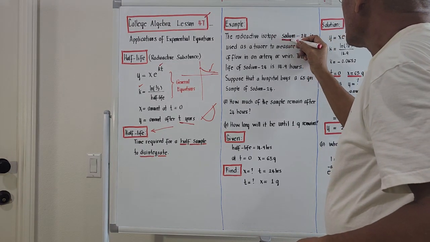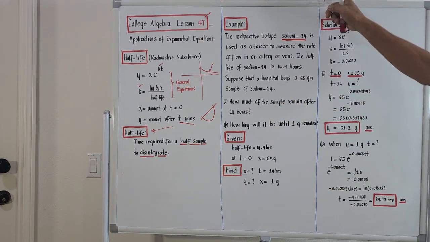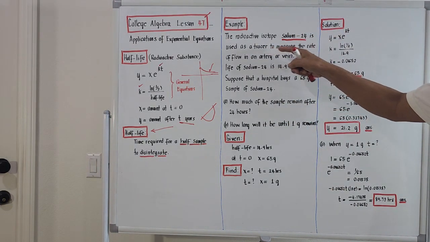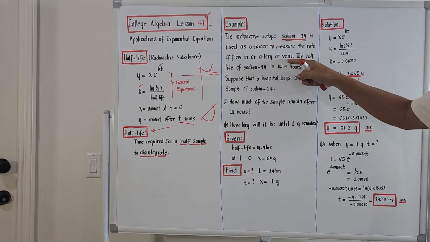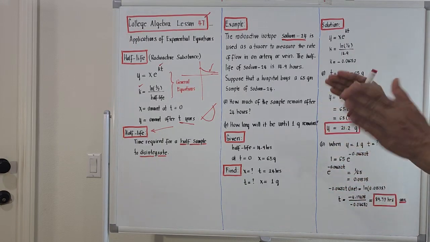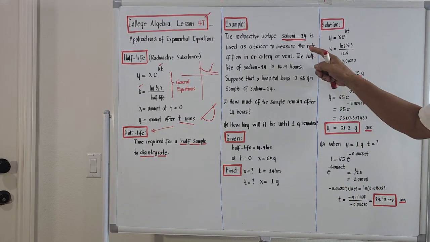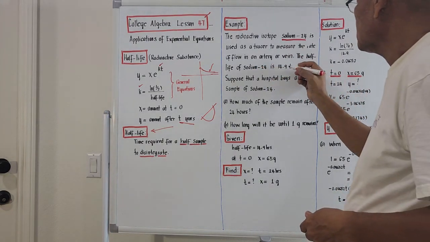So we are given a radioactive substance, sodium-24, which is used as a tracer to measure the rate of flow in an artery or vein. They use it in the laboratory to measure the rate of flow. The half-life of sodium-24 is 14.9 hours.